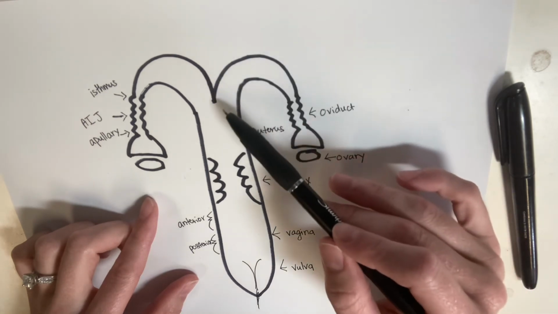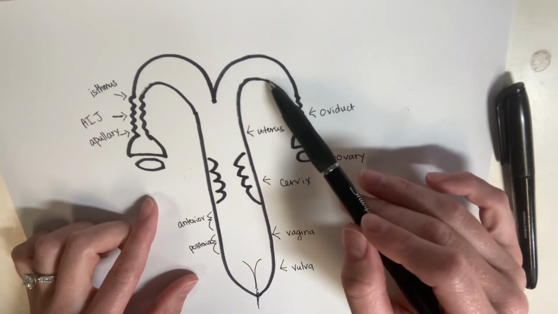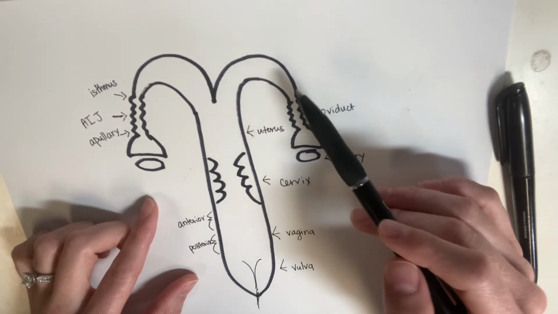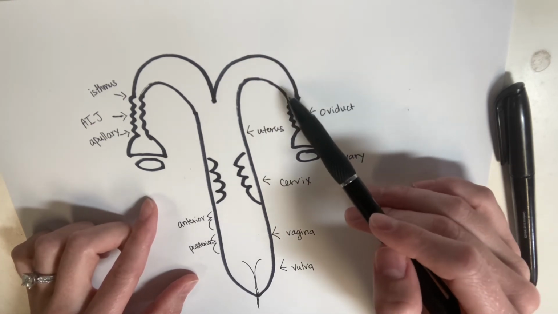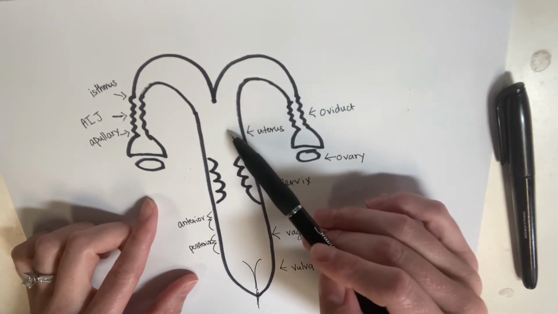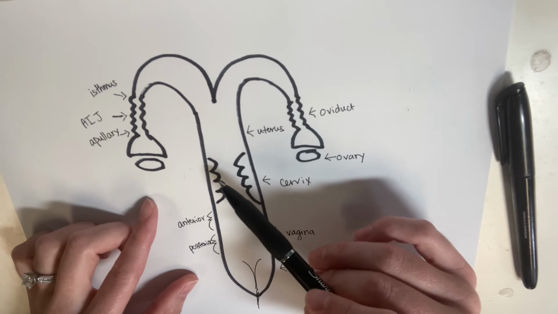This structure right here is what we would call the horns. Some species have horns, whether it be shorter ones or longer ones, and some have no horns at all. That is dependent on the type of uterus that they have.